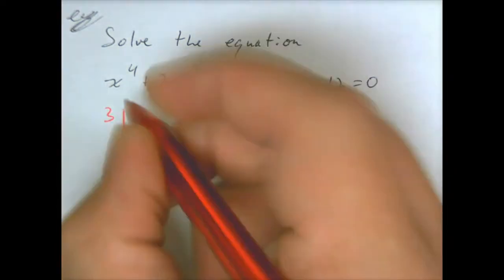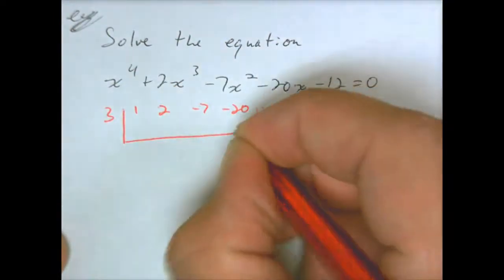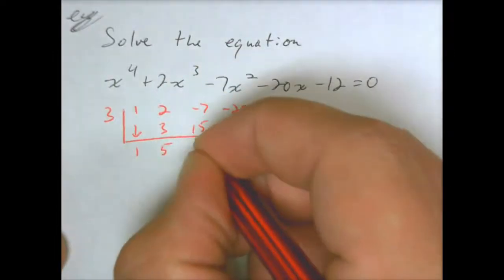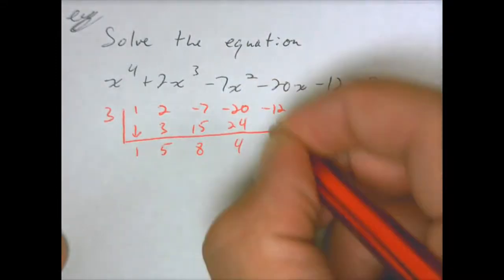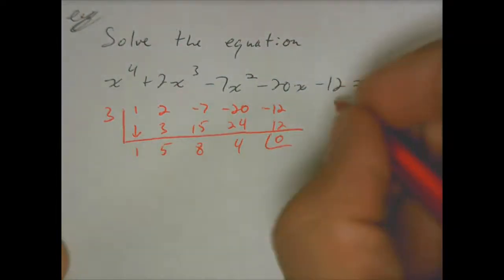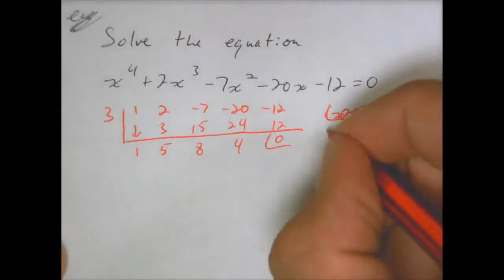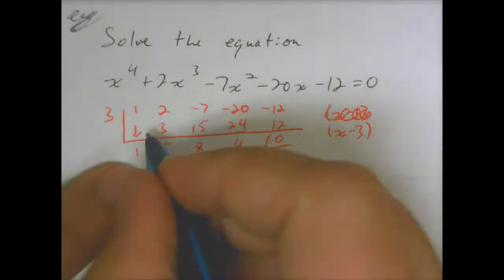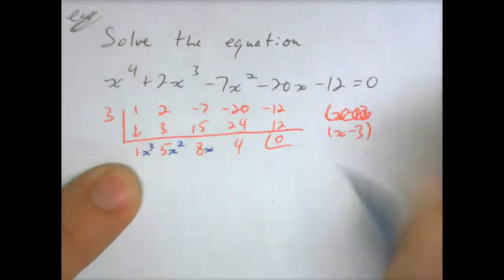divide it out. So I have 1, 2, negative 7, negative 20, negative 12. Okay, so I come down with that. So I know x minus 3 is a factor. So that is one factor. X minus 3, that's a factor. And now what I'm left with is x to the third, and x squared and x and then a constant term.